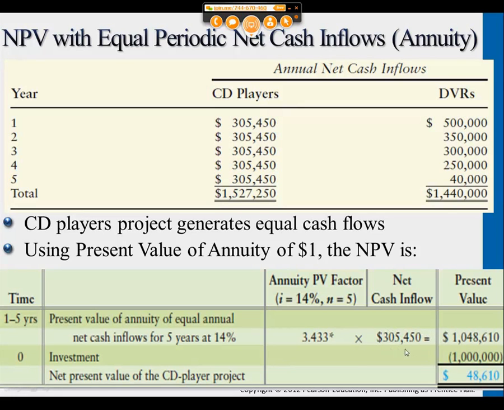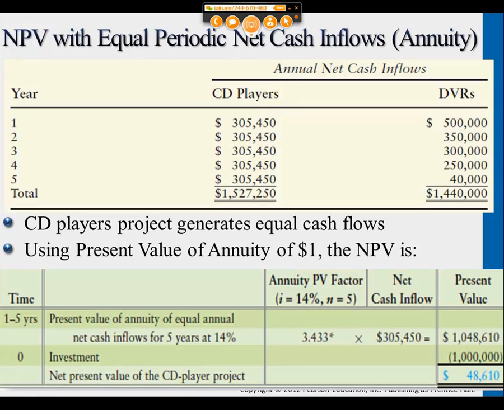So I'll take that cash inflow of $305,450 and multiply it by this factor that I got out of the table. What is it going to give me? It's going to give me this present value. Okay? So I know that my initial investment is $1 million.